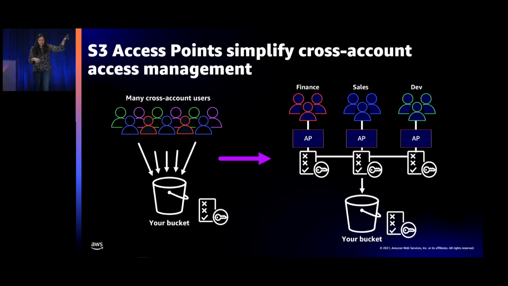So for instance, you can divide cross-account users into 3 groups: finance, sales, and dev. Each of these groups read data from a designated access point that has its own access point policy.